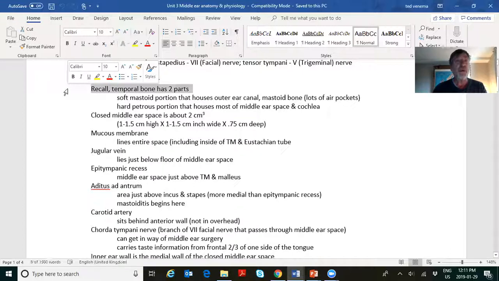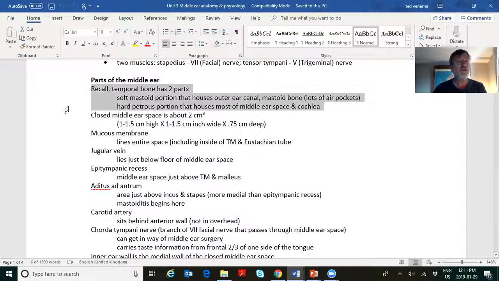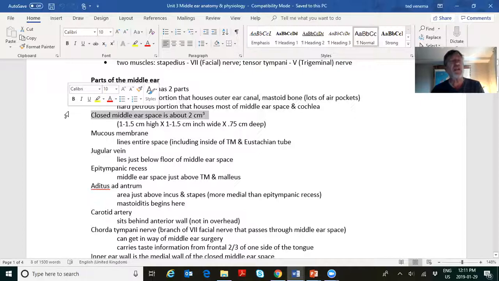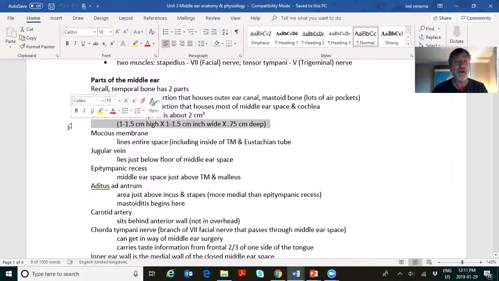Recall the temporal bone has two parts. The soft mastoid portion, hard petrous portion. There you go. Look at what we've covered. This next section, just think sugar cube. Okay, 2 cubic centimeters, small. Kind of like, what's a centimeter? About like your fingernail. So just think of a cube about the size of your fingernail. Please don't think you have to memorize this, because I don't care.